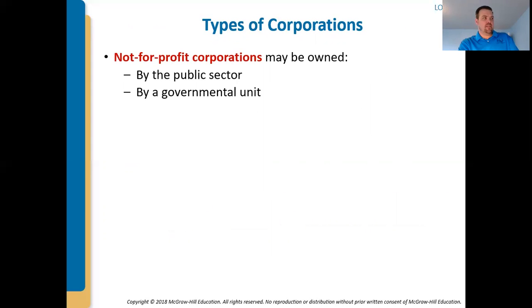Not-for-profits can be owned by the public sector. I actually don't like that word, owned. It's more run. Not-for-profits don't actually have owners because there's no shareholders. So the governmental unit is who operates it and who has the power. Let's say you went out and started a not-for-profit, you would be on or be the head of the board of directors. So you could be the president, the CEO, but you wouldn't be an owner because there aren't ownership rights in a not-for-profit organization.